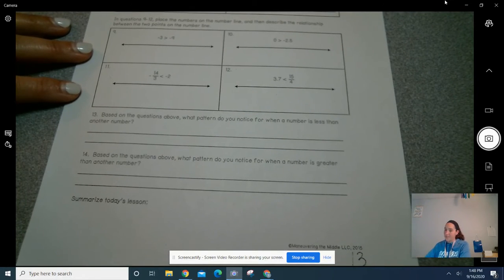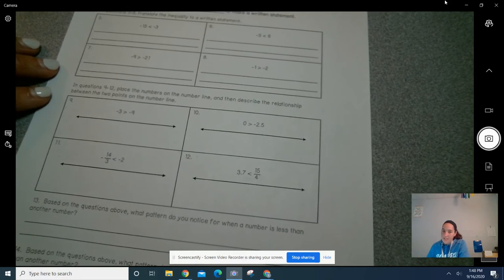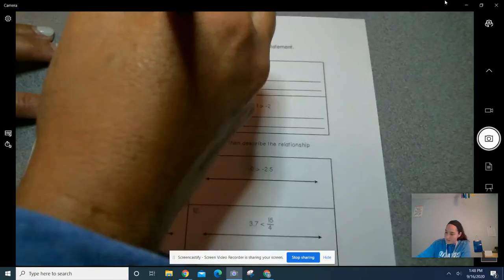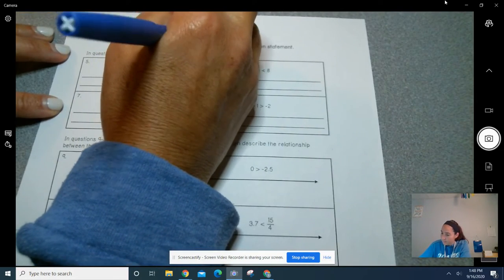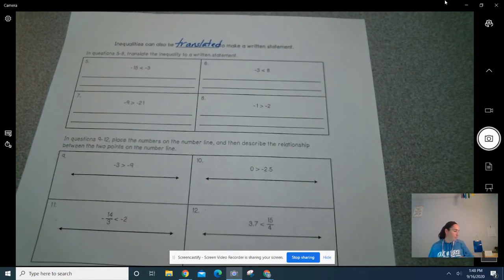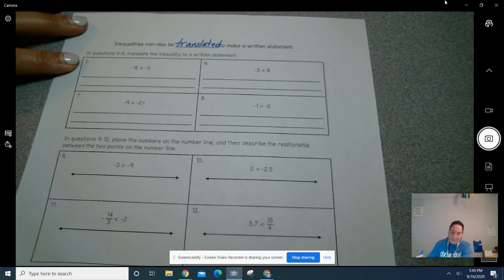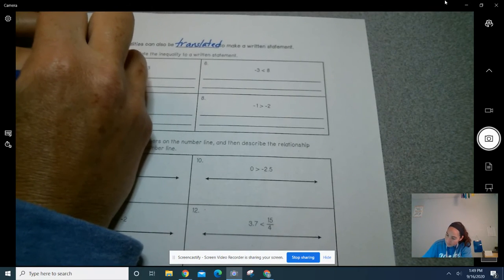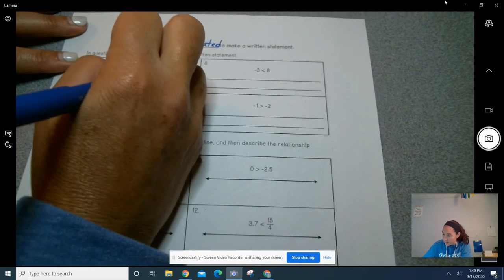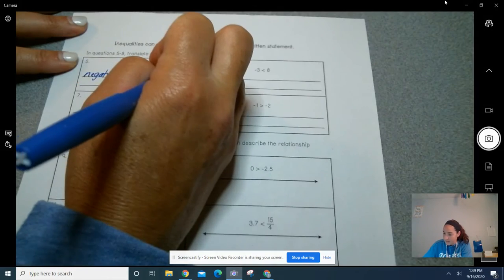All right, on the next page, we are translating the inequality to a written statement. So in questions 5 through 8, it wants us to translate the inequality to a written statement. So this inequality in number 5 says -15 is less than -3.